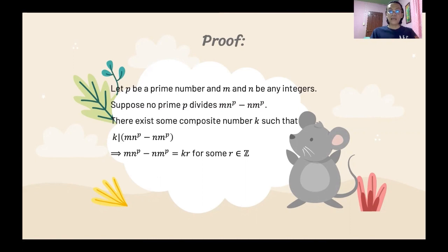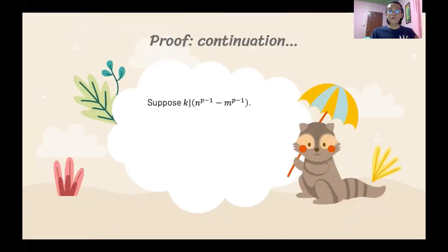Now, if you factor out m and n, we get m times n times the quantity n raised to P minus 1 minus m raised to P minus 1 equals k times r. This means that either k divides m times n or k divides the quantity n raised to P minus 1 minus m raised to P minus 1. Now, suppose that k divides the quantity n raised to P minus 1 minus m raised to P minus 1. So, k does not divide m times n.